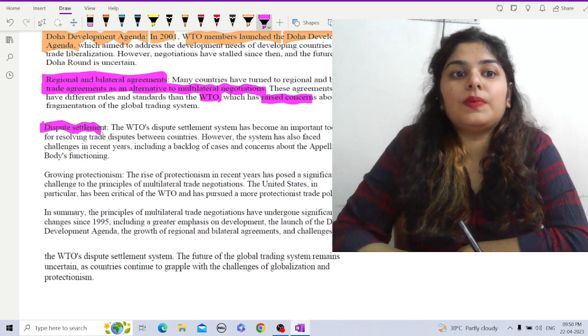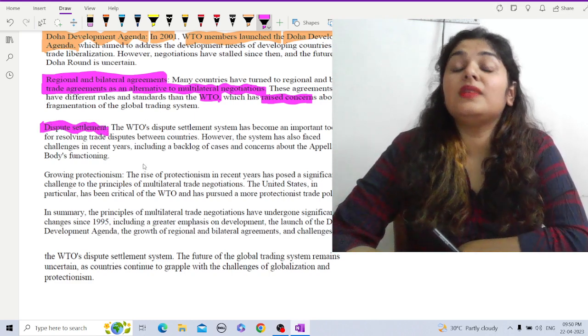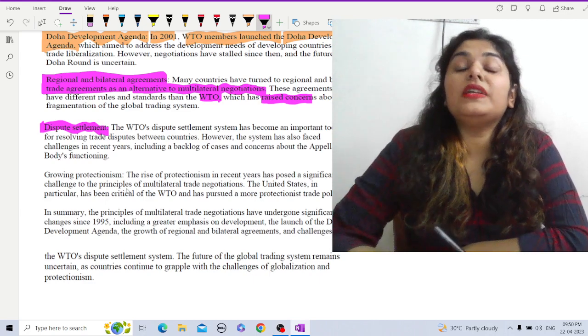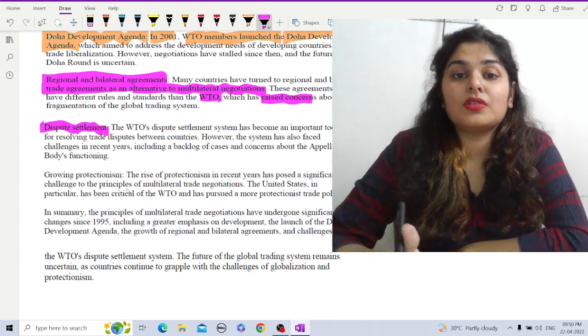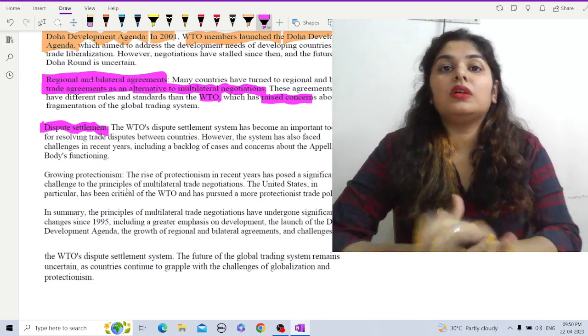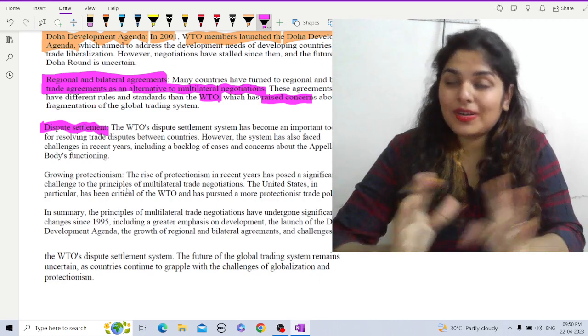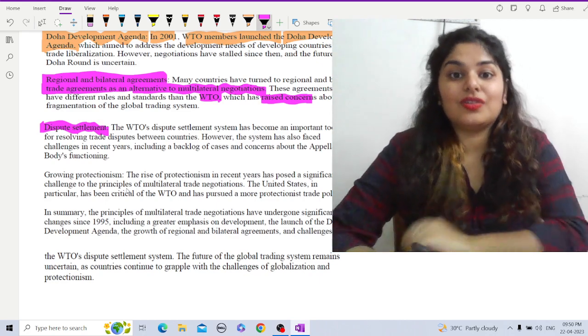Next one is the dispute settlement. So the WTO also started to act as a dispute settlement system, an important tool, right, for solving trade disputes between countries. So the WTO is used to settle disputes, right, to maintain peace and ease trade liberalization and globalization.